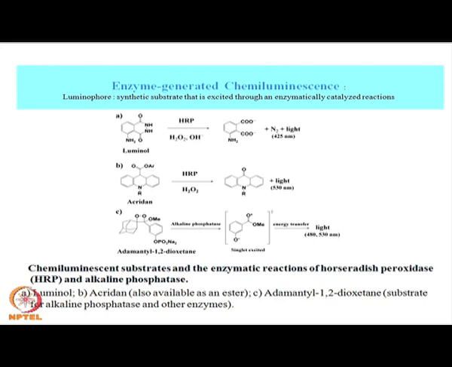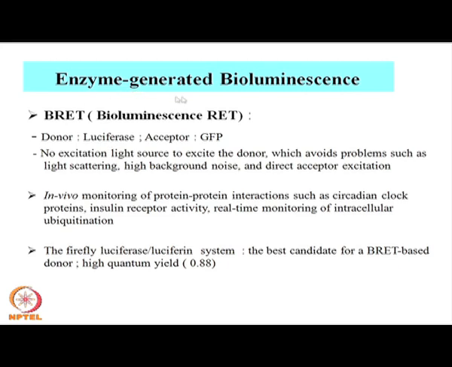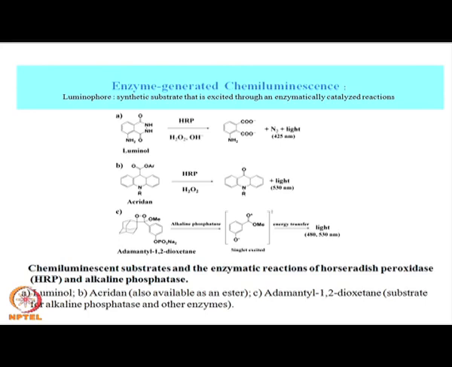As I told you, in application of this enzyme generated bioluminescence, you see in vivo monitoring of different processes like protein-protein interaction, etc., real time monitoring of intracellular processes. So that is why enzyme generated luminescence and enzyme generated chemiluminescence can be very important, especially in cell imaging, or especially for monitoring some processes that are occurring in vivo or inside the cell.